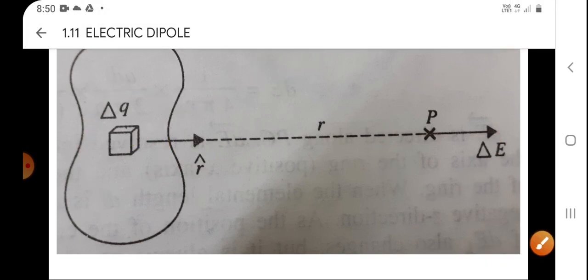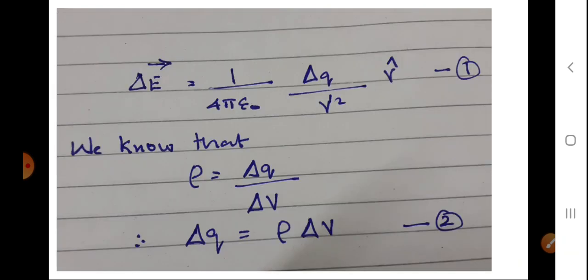Now, what is the field at P due to delta Q? One expression is there, you see. That is what is called delta E. Delta E is equal to 1 by 4 pi epsilon naught, delta Q by R square, into R cap. Let it be equation number 1, which is on page number 33, equation number 1.26. It is different from the previous step. In your textbook, it is written as rho delta V. That rho delta V we will write later.